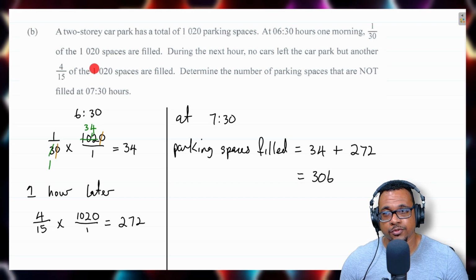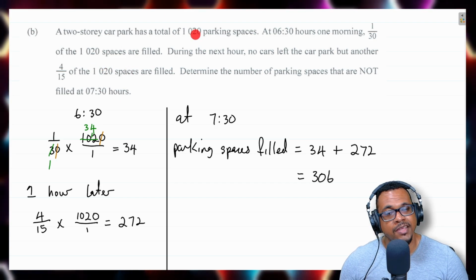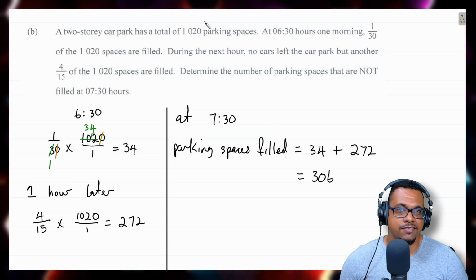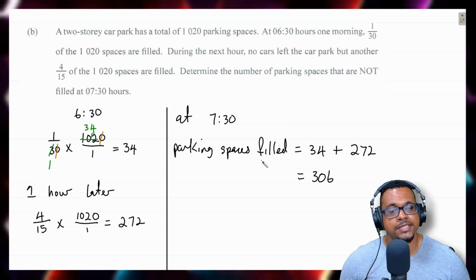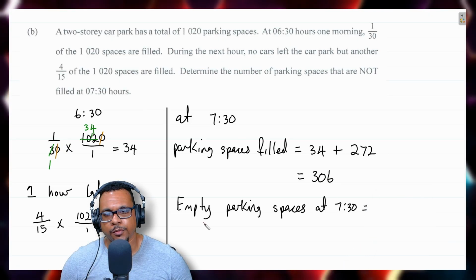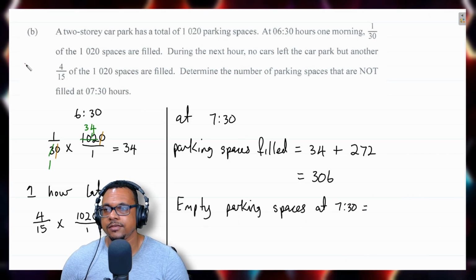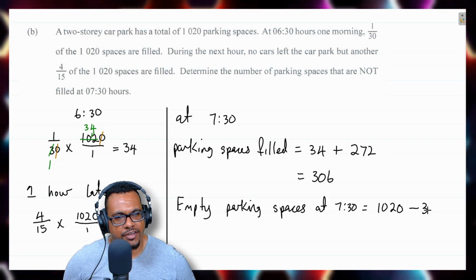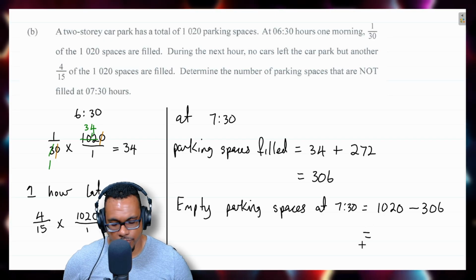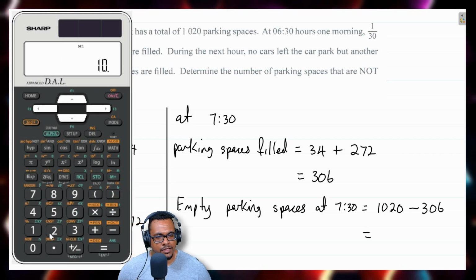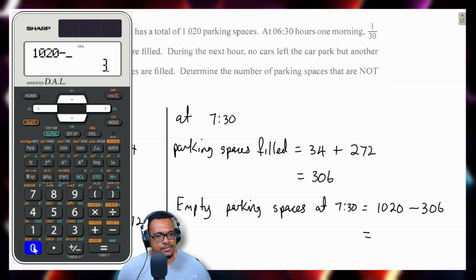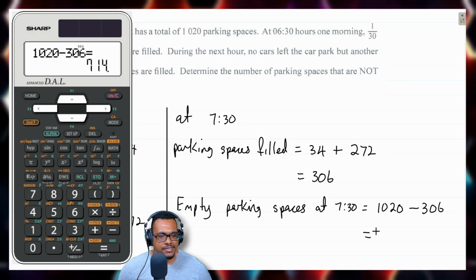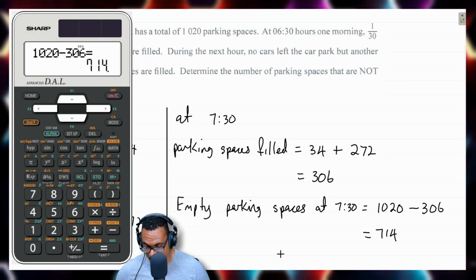So we know there's a total of 1,020 spaces, and we know at 7:30, 306 are filled. So the unfilled parking spaces, we just have to subtract these two numbers, right? So 1,020 take away 306. So empty parking spaces at 7:30 would be equal to 1,020 take away 306, and we get 714. So that would be 714 spaces are empty.